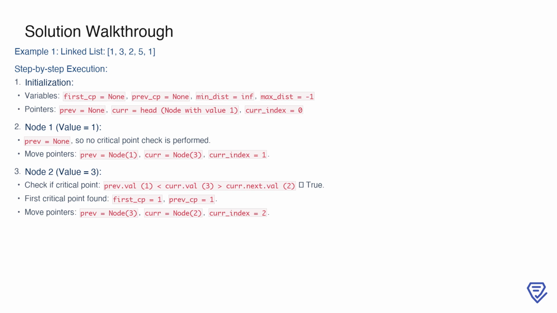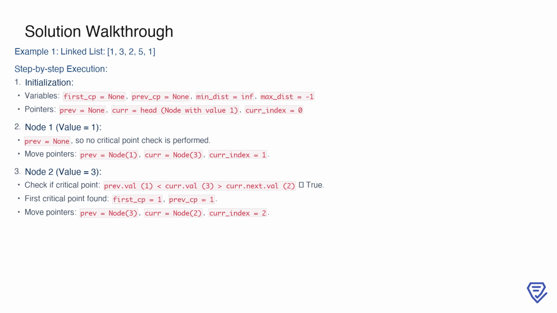To solve this problem, we start by initializing the key variables and pointers. Variables include first_cp and prev_cp for tracking the first and previous critical points, respectively. We also set min_dist to infinity and max_dist to -1, which will store the minimum and maximum distances between critical points. For traversal, we initialize previous as none, cur pointing to the head of the linked list, and cur_index to 0. At node 1, since previous is none, we cannot perform a critical point check, so we simply move the pointers forward. Now previous points to node 1, cur moves to node 2, and the index is updated to 1.